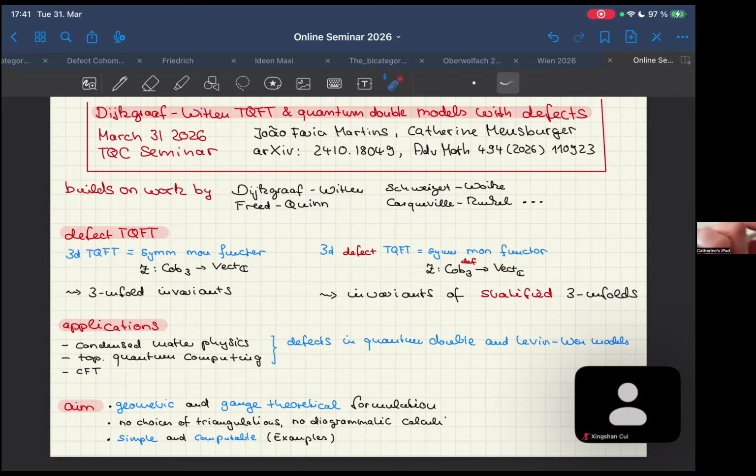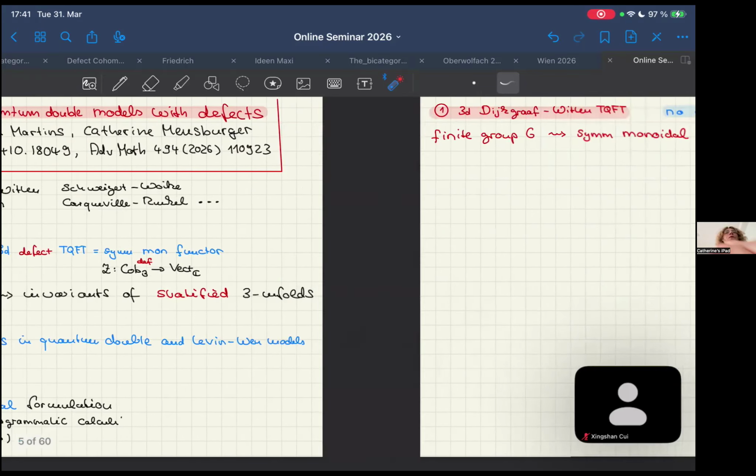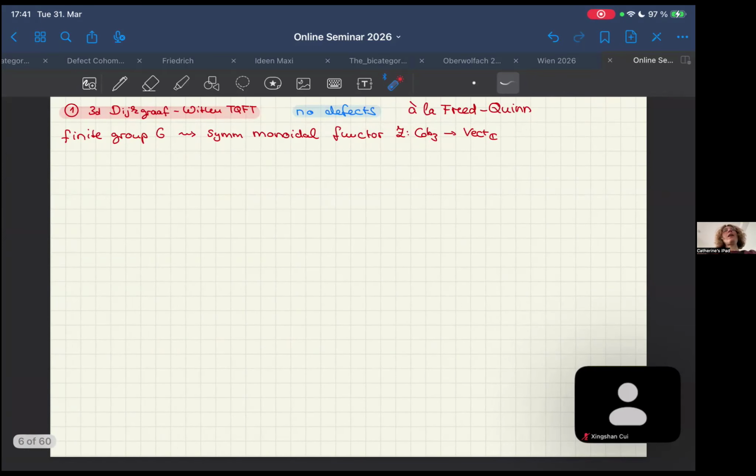And in order to explain the work, I'll first start with Dijkgraaf-Witten TQFT without defects in the formulation of Fried and Quinn. So you can think of the Dijkgraaf-Witten TQFT without defects as some sort of machine that takes as input a finite group. And what it gives you is a symmetric monoidal functor from a three-dimensional cobordism category to the vector spaces.